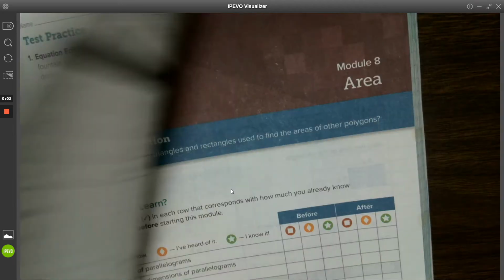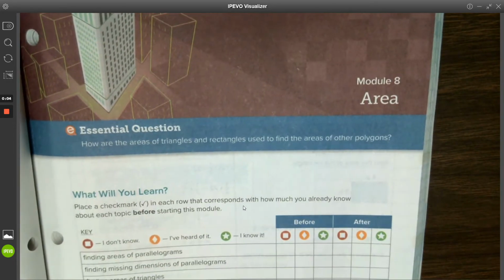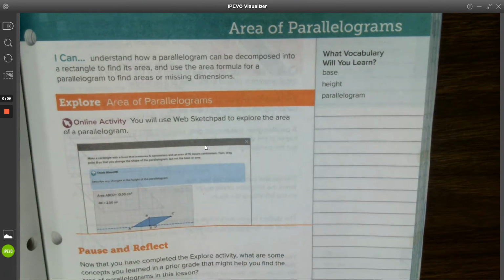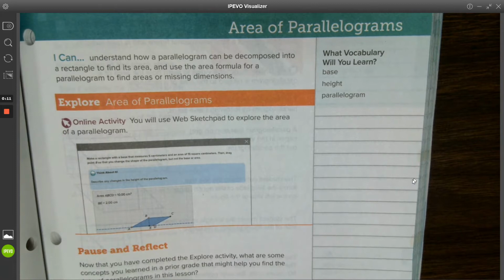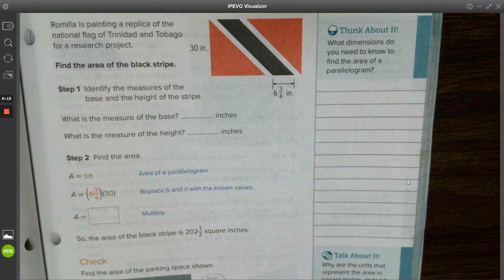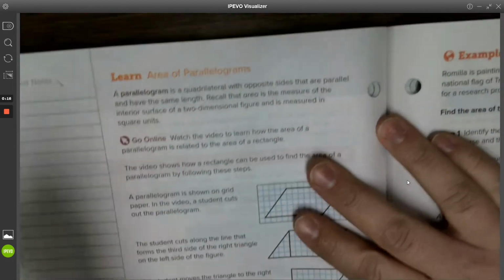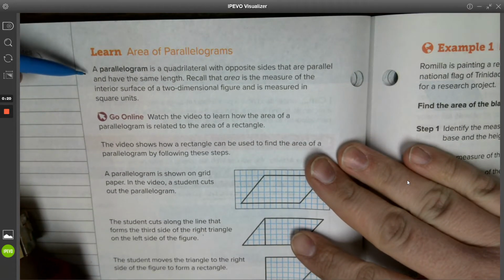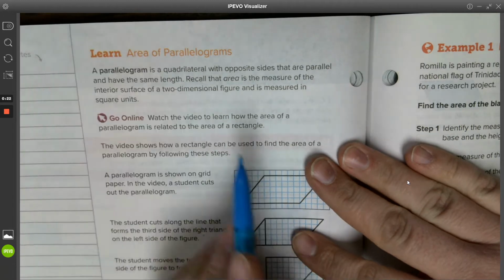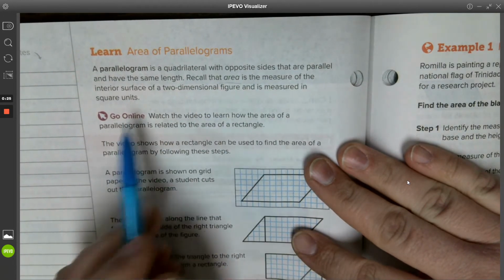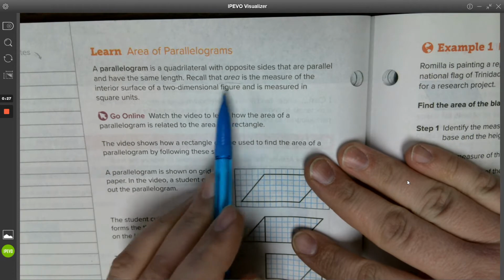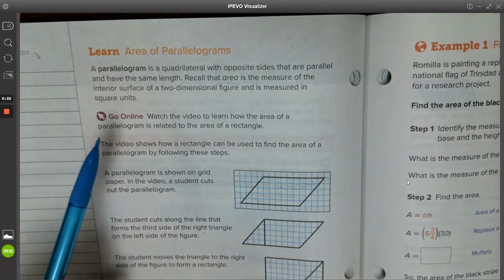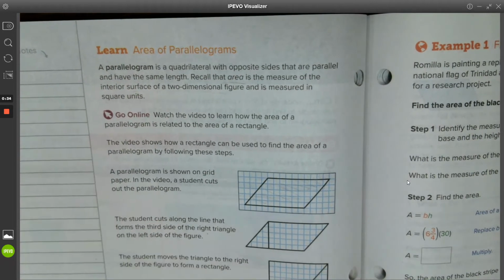Hey everybody, today we are going to be beginning Module 8 with Lesson 8.1 on page 435 in your workbooks. We are talking about area of parallelograms. On page 436, we learned that a parallelogram is a quadrilateral with opposite sides that are parallel and have the same length. Area is the measure of the interior surface of a two-dimensional figure. So it's the space inside of a polygon and is measured in square units.